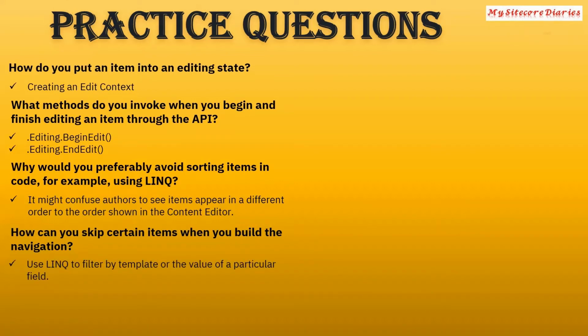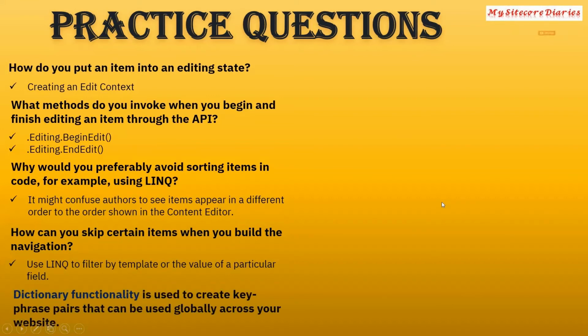If you want to skip an item, you can use a link. You can filter the template and/or the value, depending on your logic. You can filter it by using the link query. Dictionary functionality is used to create key-phrase pairs that can be used globally across your website. So if you need key-phrase functionality, you should go with a dictionary.